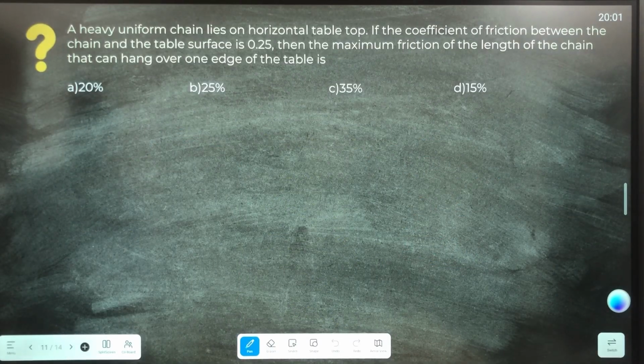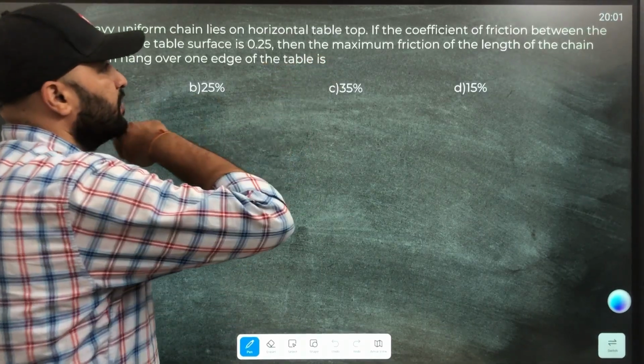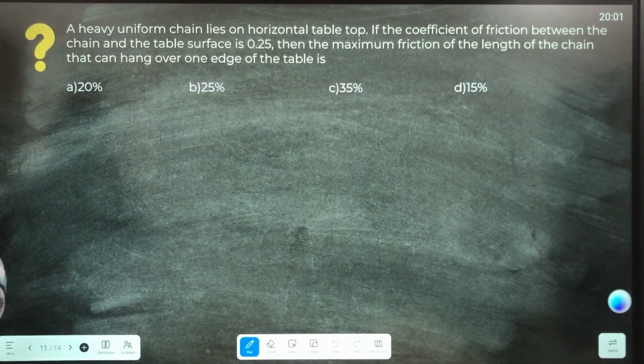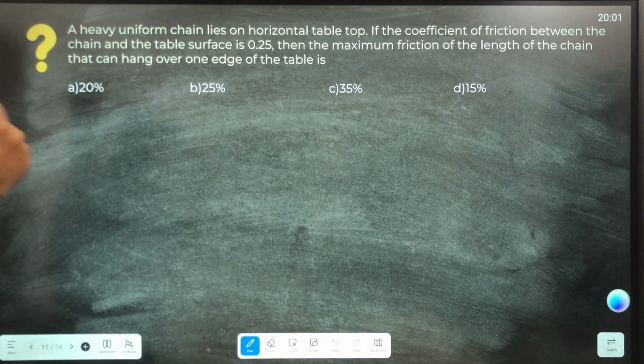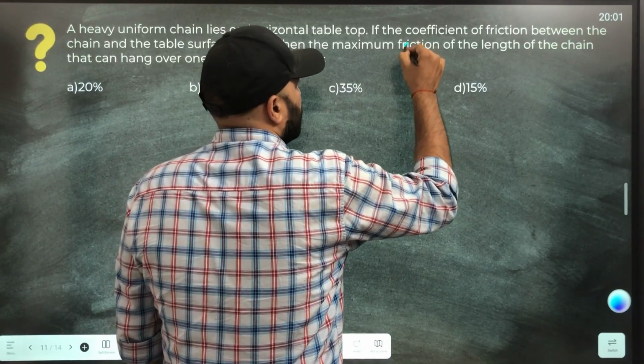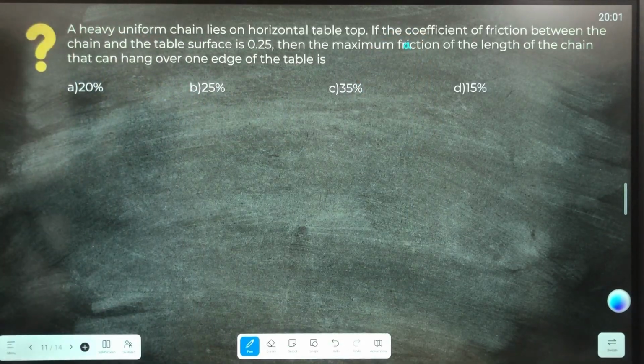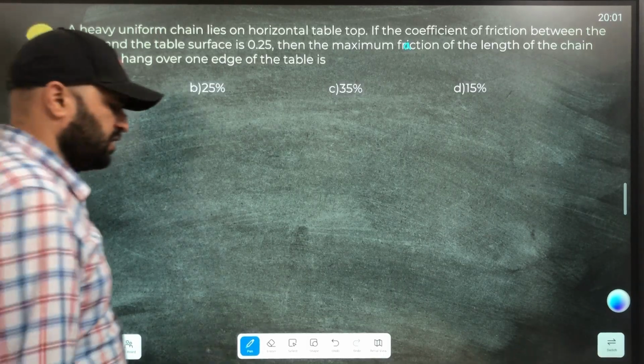Great. Our next question says, a heavy uniform chain lies on a horizontal tabletop. If the coefficient of friction between the chain and the table surface is 0.25, then the maximum fraction of the length of the chain that can hang over one edge of the table. Okay, let me explain it in simple language.